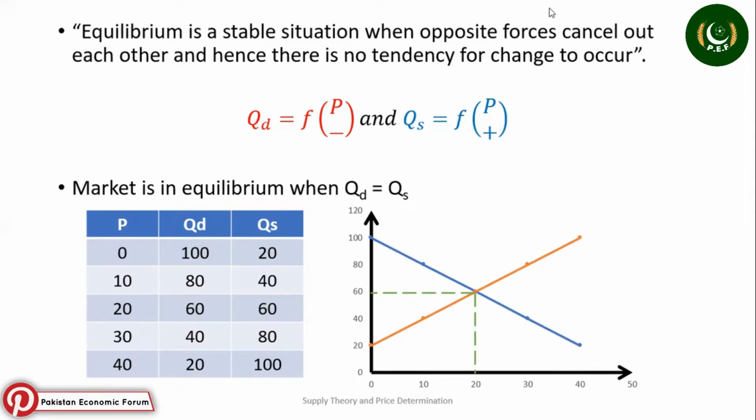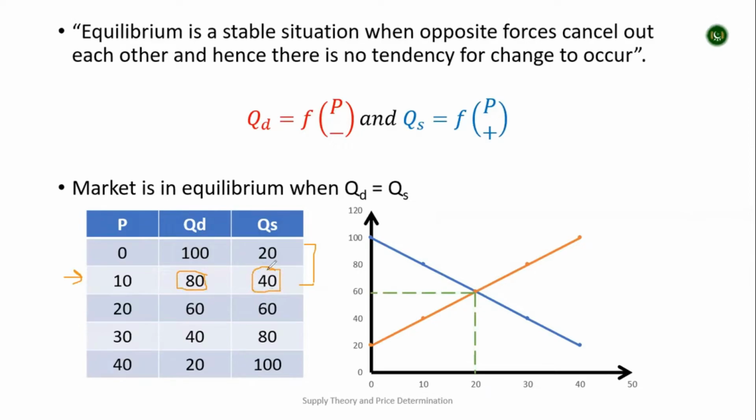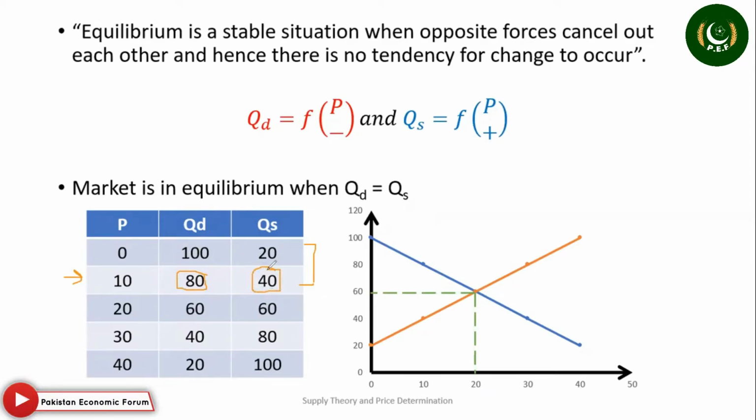If the price is less than 20, say it is 10, then we can see that the quantity demanded is greater than the quantity supplied. Therefore, there will be a shortage in the market. This shortage will push prices up and will adjust the quantities as well. Therefore, this is not a stable point.